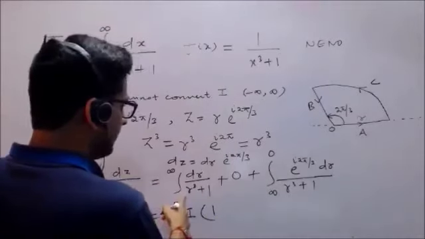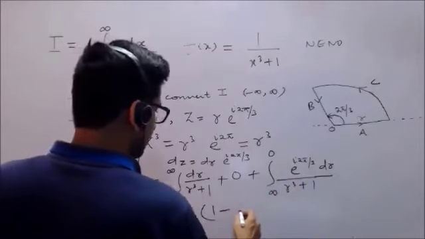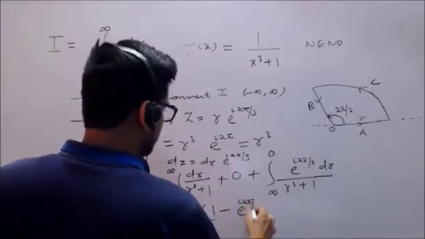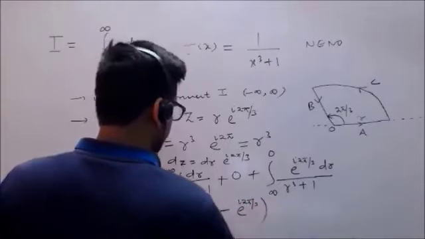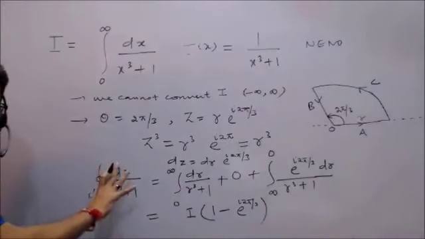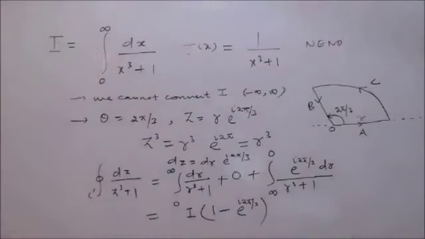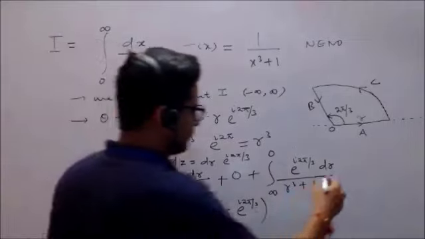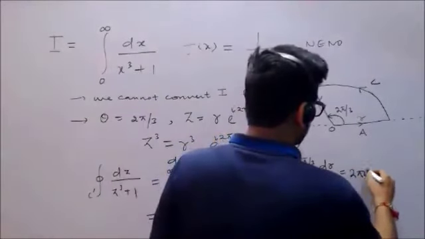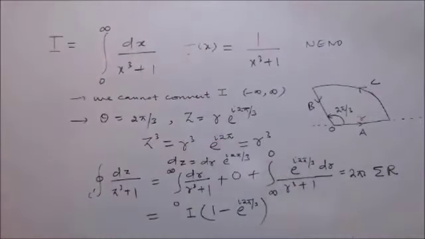1 common le liya na? And what about this? Minus e to the power I 2 pi by 3. Please check this. Okay? और इसकी वैल्यू सेपरेटली निकाल लो कॉशी इंटीग्रल फॉर्मूले से. Calculate the value separately. 2 pi I sum of residue. Do it separately.